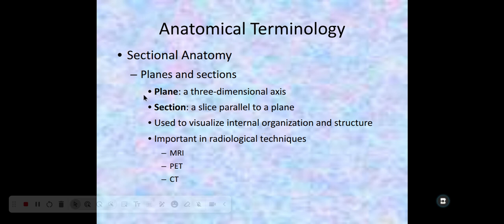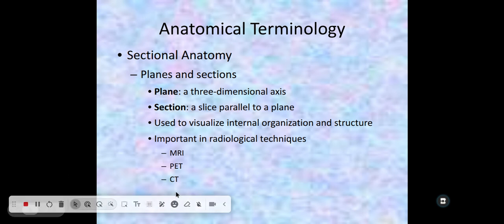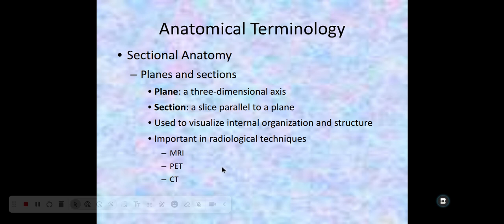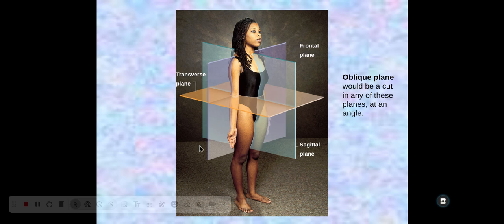And with the sectional planes, the plane is just a three-dimensional axis. Your section is just like a slice, parallel to the plane. It's used to visualize internal organization. Like I told you before in the lecture, basically we use it for imaging, when you do your MRIs and PET scans and CTs. Okay. So these are your different planes.